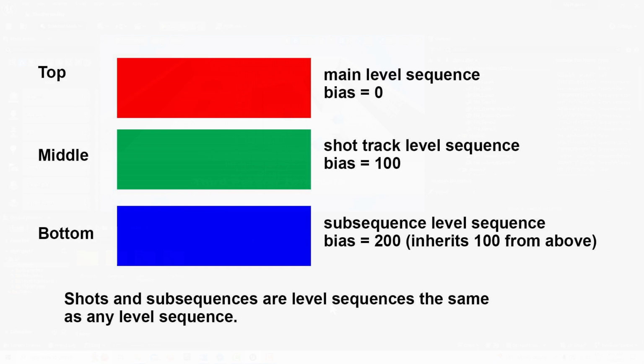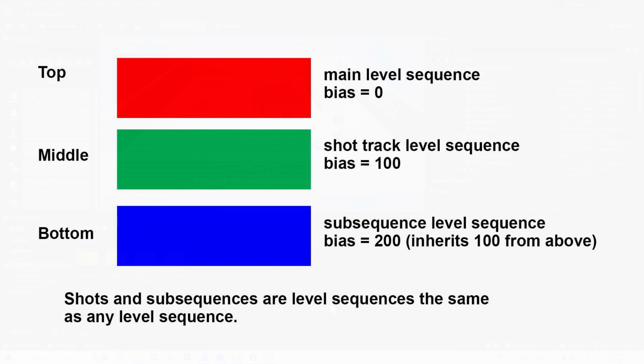Beneath the shot track is a subsequence, let's say, and that subsequence also has a hierarchical bias of 100, but it also increases in value by the track above it. The subsequence, even though it has a bias of 100, its score is 200 because it inherits 100 points from the track above it. So what you've got is three tracks, with the main sequence at 0, the shot track at 100, and the subsequence at 200. So the subsequence level is the one that would take priority.